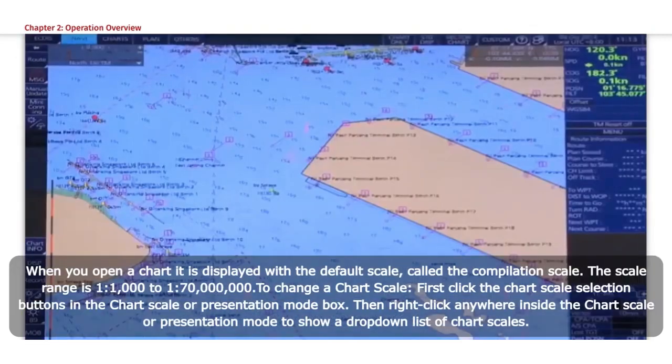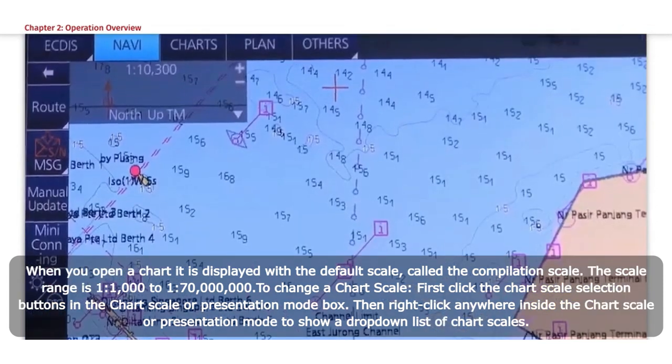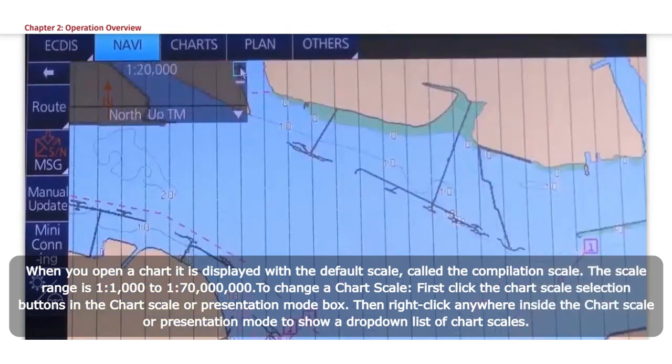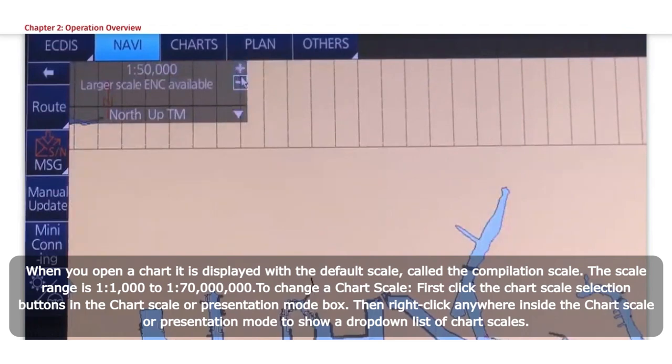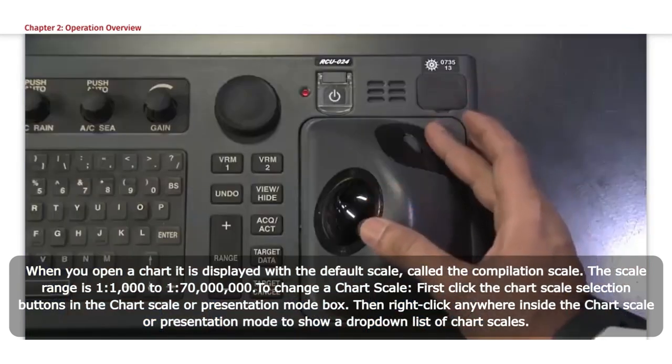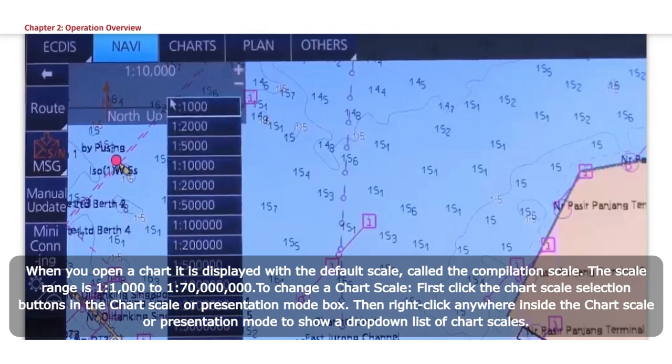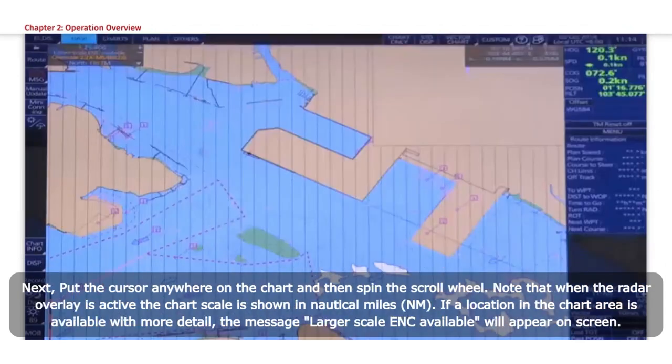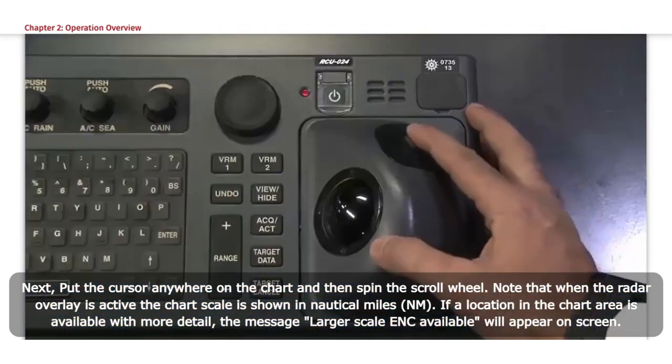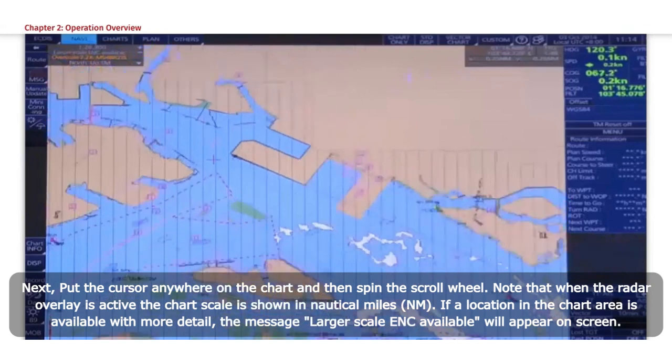When you open a chart, it is displayed with the default scale, called the compilation scale. The scale ranges 1 to 1000 to 1 to 70 million. To change a chart scale, first click the chart scale selection buttons in the chart scale or presentation mode box. Then right-click anywhere inside the chart scale or presentation mode to show a drop-down list of chart scales. Next, put the cursor anywhere on the chart and then spin the scroll wheel.